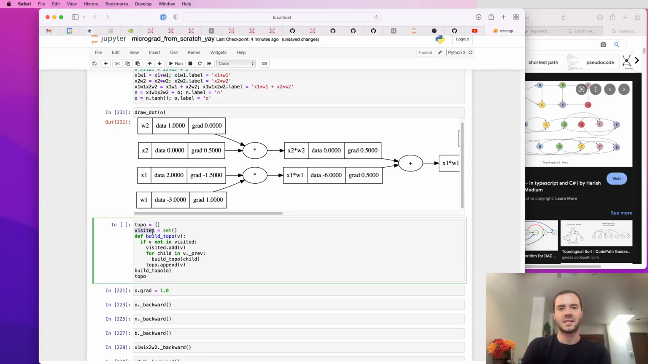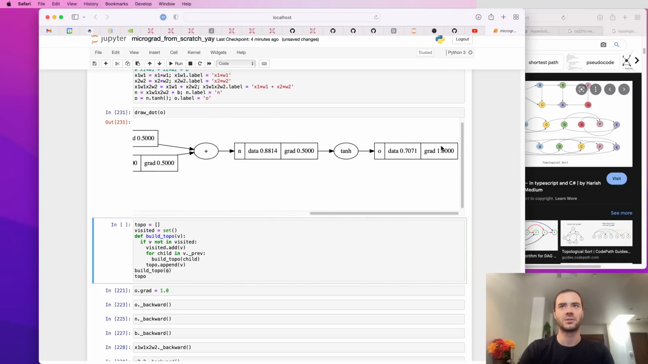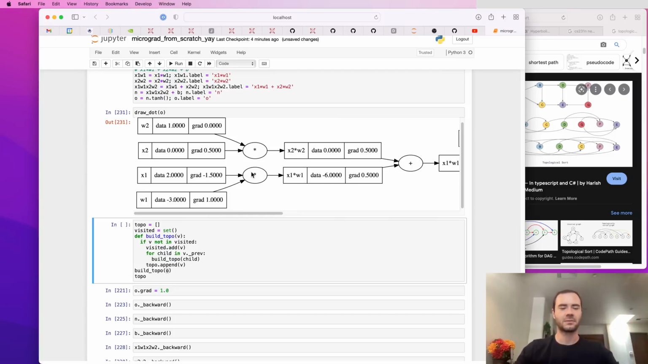But basically, this is what builds a topological graph. We maintain a set of visited nodes, and then we are going through, starting at some root node, which for us is o. That's where we want to start the topological sort. And starting at o, we go through all of its children, and we need to lay them out from left to right. If it's not visited, then it marks it as visited, and then it iterates through all of its children and calls build topological on them. And then after it's gone through all the children, it adds itself. So basically this node that we're going to call it on, like say o, is only going to add itself to the topo list after all of the children have been processed.